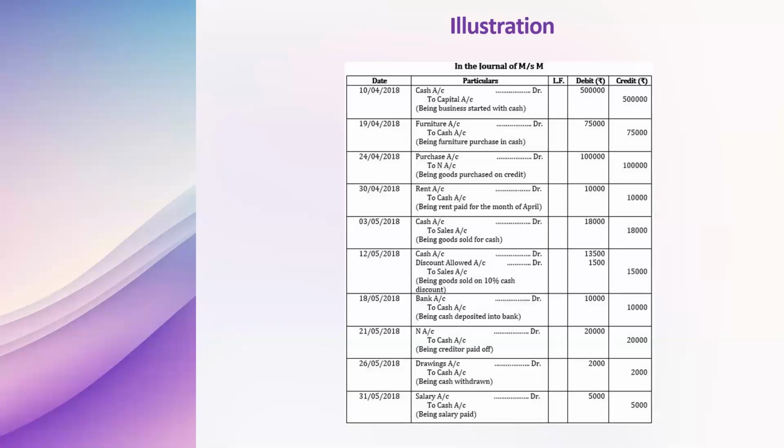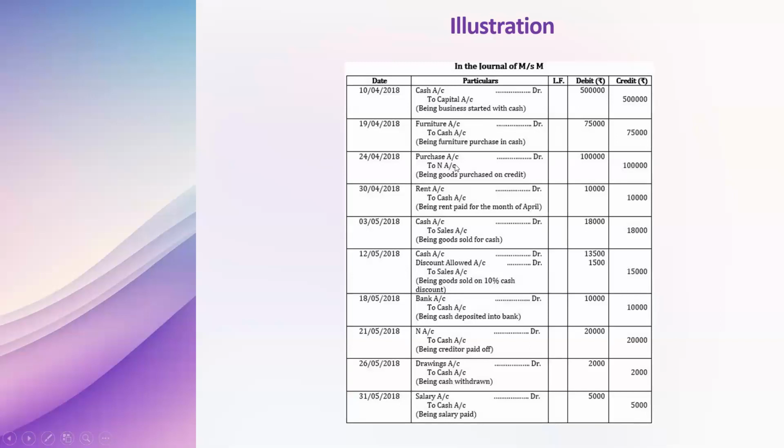And let's see the next entry. Furniture account debtor to cash account creditor. So here we can see the furniture is purchased in cash, so there is no credit purchase, it's a cash purchase. While posting this on the ledger, it would come under the cash column. All the cash transactions would come under the cash column. So furniture account is debtor and cash account is creditor.